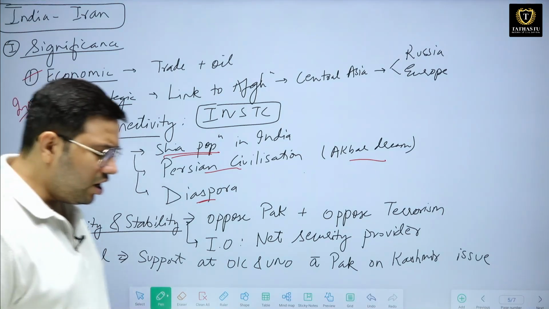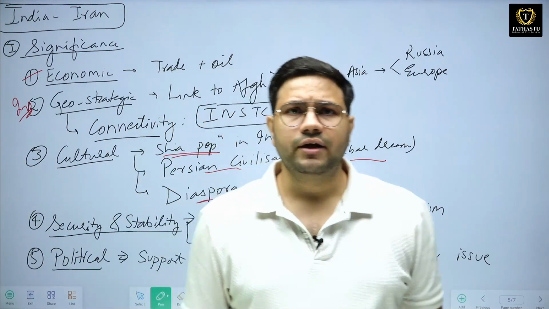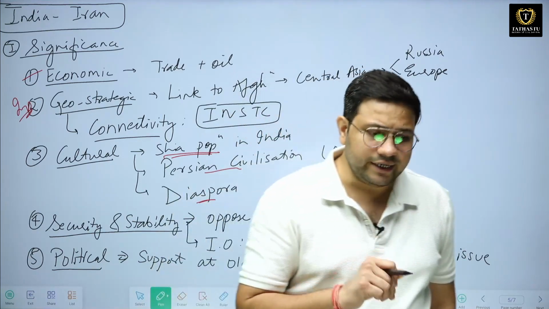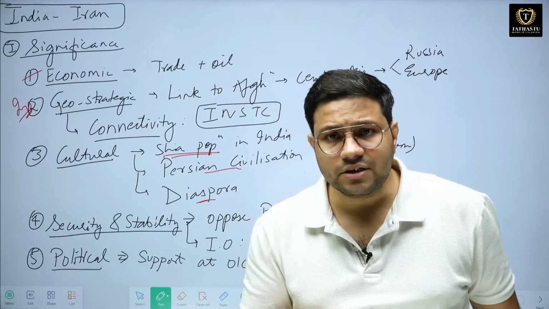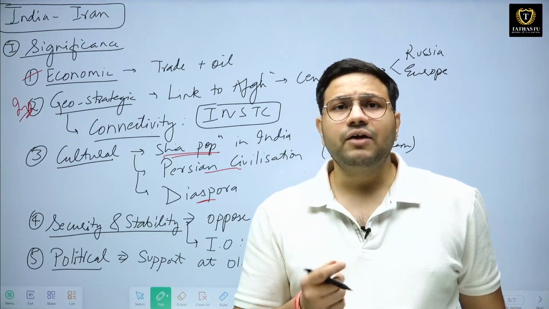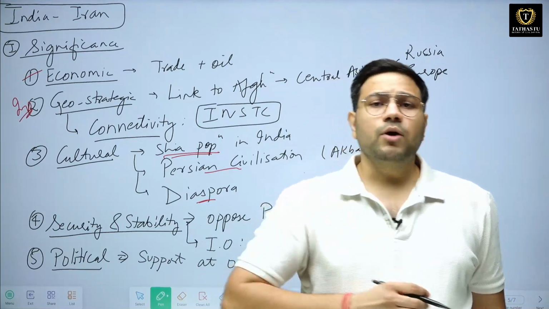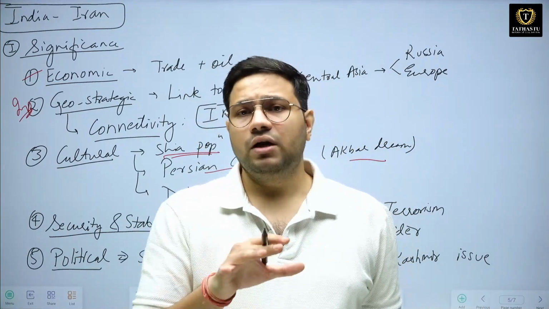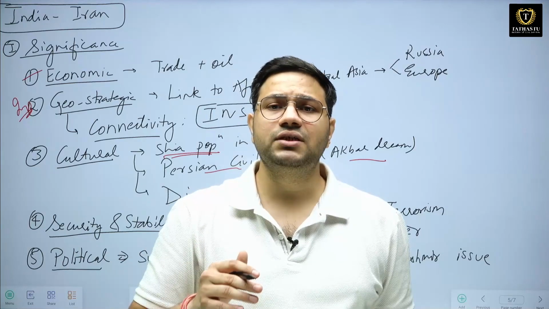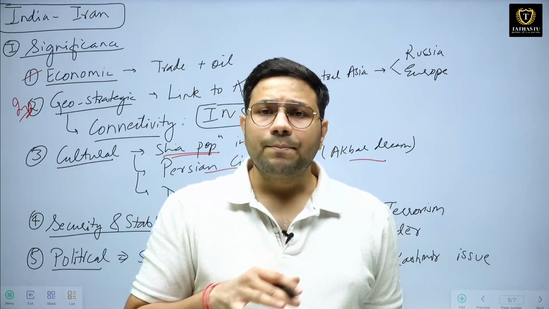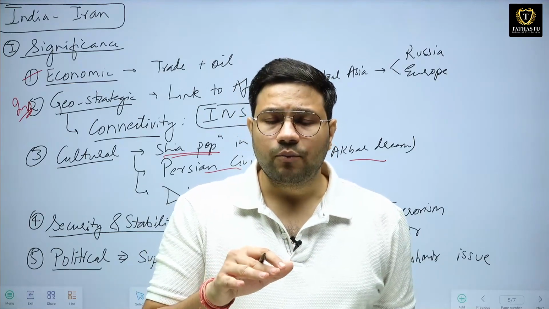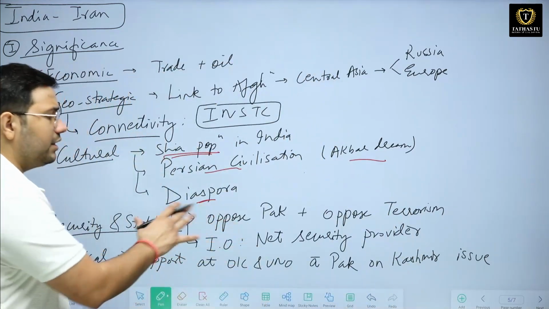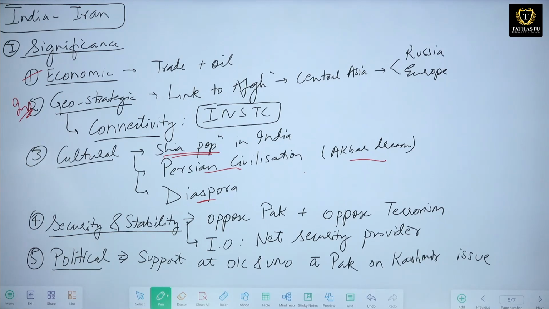Again, from a security and stability perspective, Iran is very important for India, so that we could oppose terrorism, we could oppose Pakistan, we could oppose China. Because if Iran is with us, we can say that we want a peaceful neighborhood in the Afghanistan-Pakistan region. Then we can also say that we want a peaceful Indian Ocean. We want freedom of navigation in the Indian Ocean. Therefore, for all this, Iran is again very important for India.